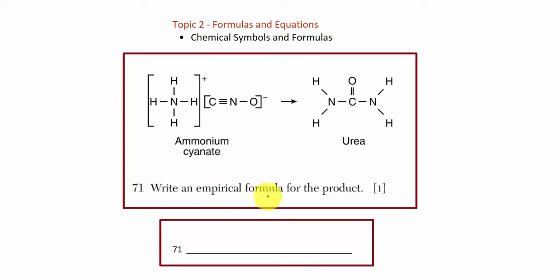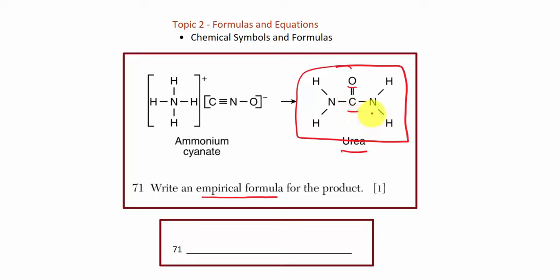Question 71. Write an empirical formula for the product. The product is the urea. An empirical formula means that we're going to express the number of each type of atom in its simplest whole number form. Since there's only 1 carbon and 1 oxygen, the simplest whole number form is going to be exactly what you see here. The order really doesn't matter how you write this. There is a more correct way and a less correct way, but the Regents is not really going to care as long as you get the numbers right.